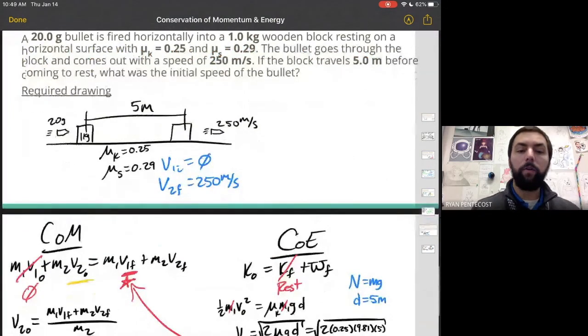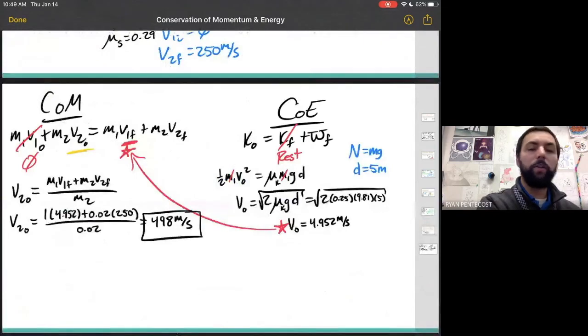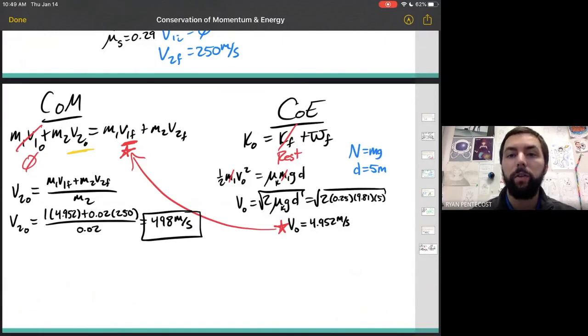But that's how you can set up a conservation of momentum problem if you need to find something else using conservation of energy. That wraps up our video here. We're going to continue on through this unit of linear momentum and center of mass in our next video.